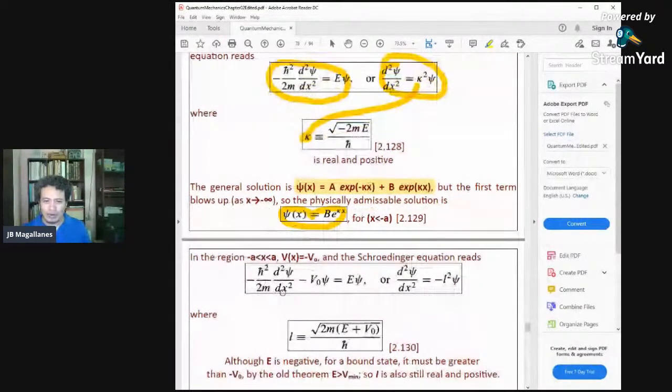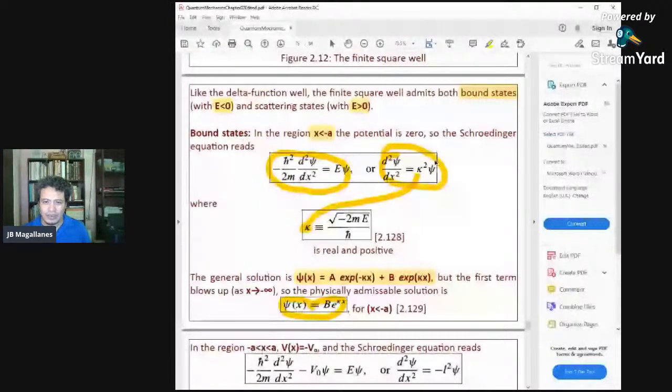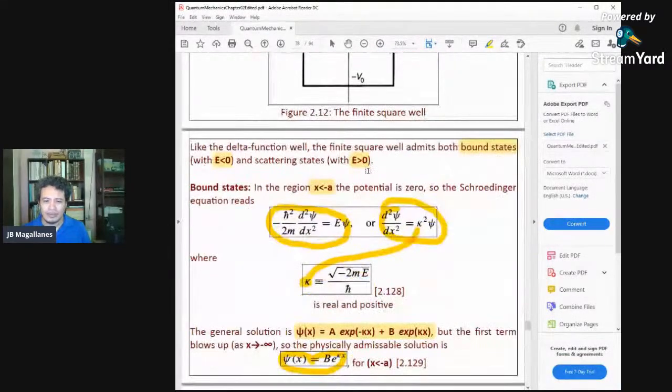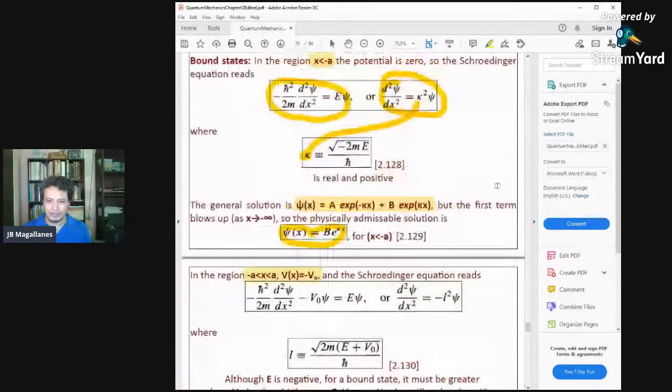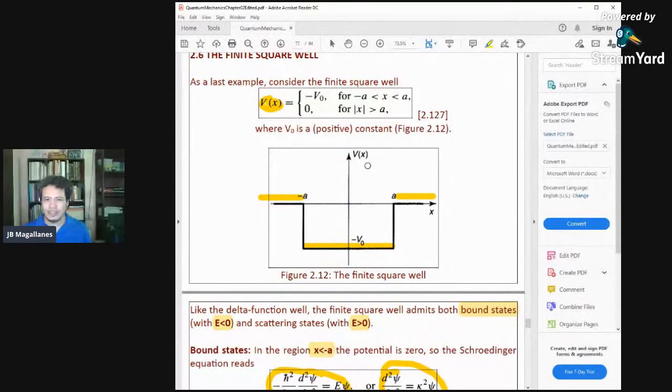It's similar for x greater than a. You will only have a solution that has the term exponential raised to the negative kappa x for x greater than a. We're looking at this region first. So in the region negative a to a here, the potential is constant, negative V sub 0. The potential is constant here.